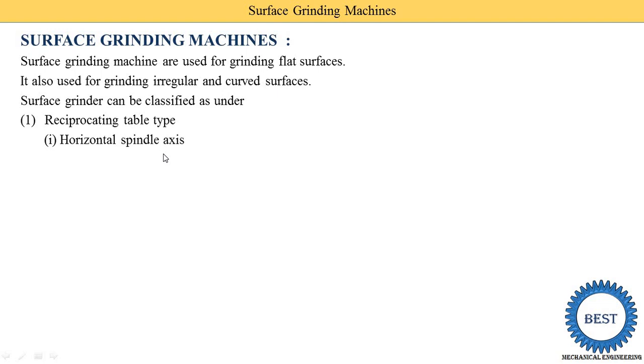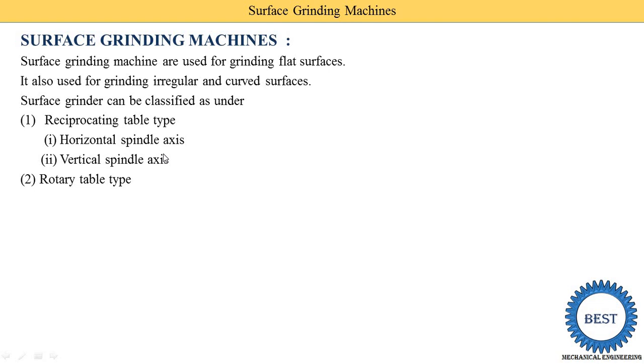In a reciprocating table type, horizontal spindle axis means the grinding wheel is mounted on the spindle and the spindle axis is horizontal, and the table has a reciprocating motion. That is called the reciprocating table type. In the reciprocating table type, the second is the vertical spindle axis, meaning the grinding wheel is mounted on a vertical spindle.